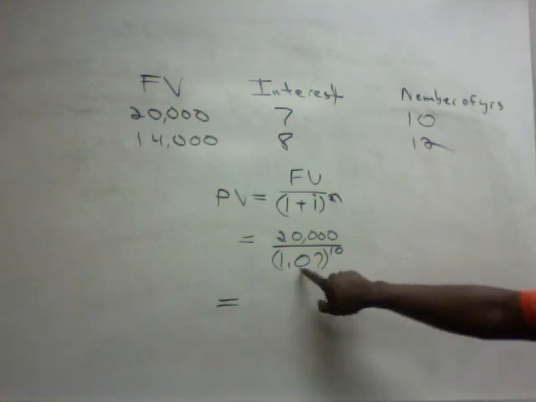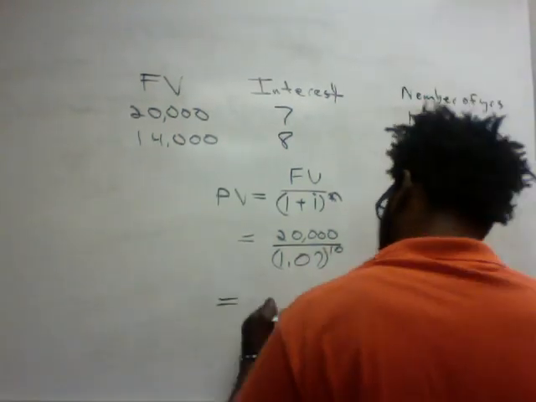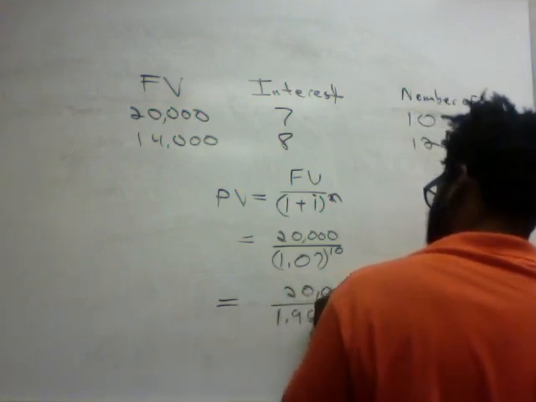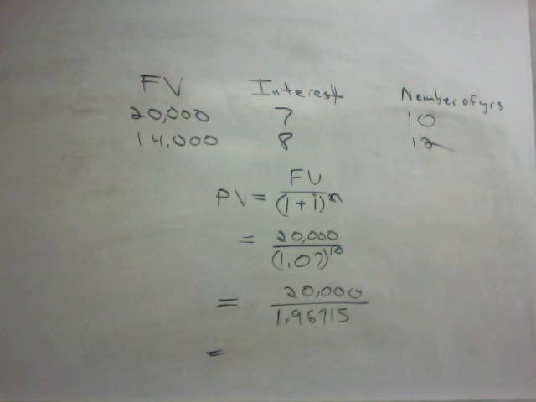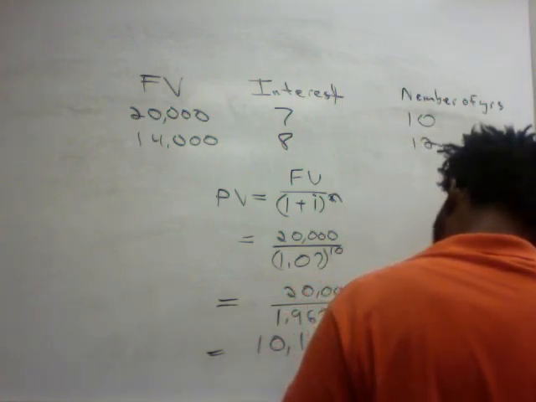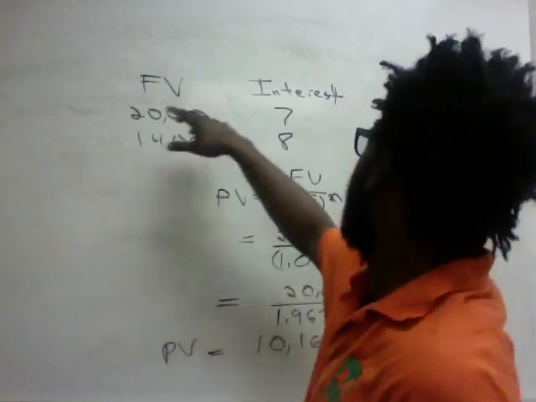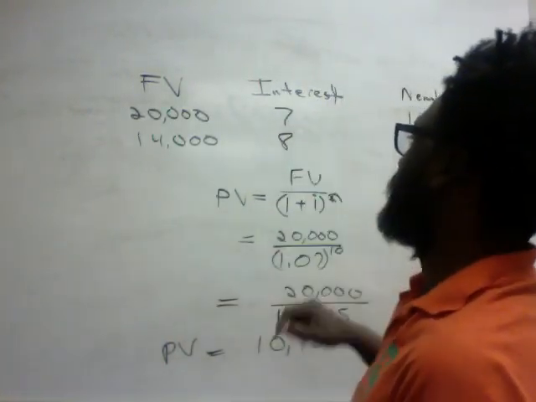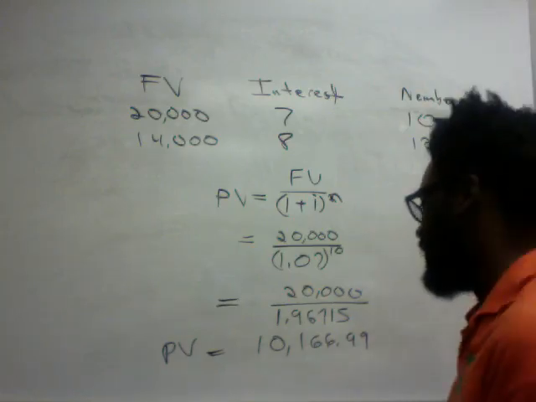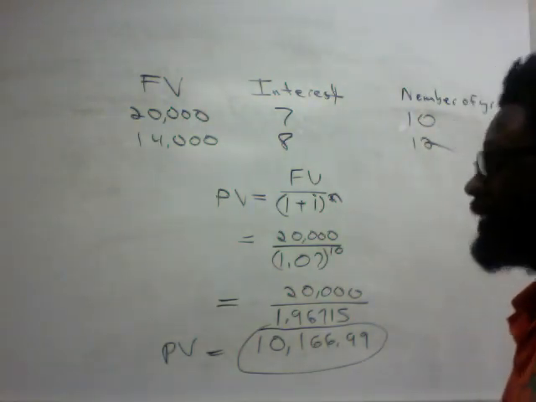Alright, so we're going to find the interest factor first, because of the order of operations. And we're going to raise that to the 10th power. And I have a number of 1.96715. And I'm going to take $20,000 and divide it by 1.96715. And I'm going to get a number of 10,166.99. Basically what we're saying is, if you wanted to have $20,000 10 years out, with an interest rate of 7% being compounded, how much would you have to invest now? The correct answer would be you would have to invest roughly $10,167, okay?